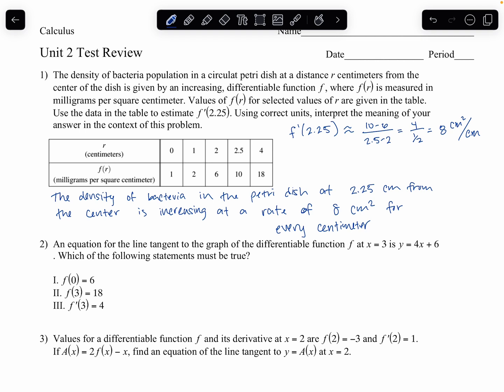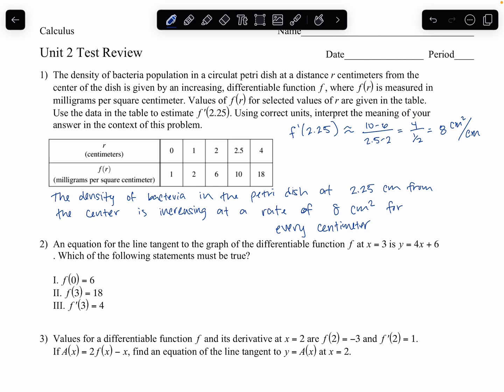The density of bacteria in the petri dish at 2.25 centimeters from the center. So whenever you're at a measure of 2.25 centimeters from the center, which would be the radius, right? When you're at that distance from the center, the bacteria density is increasing at a rate of 8 per square centimeter for every centimeter. Yeah, I think that sounds pretty good right there. Okay.